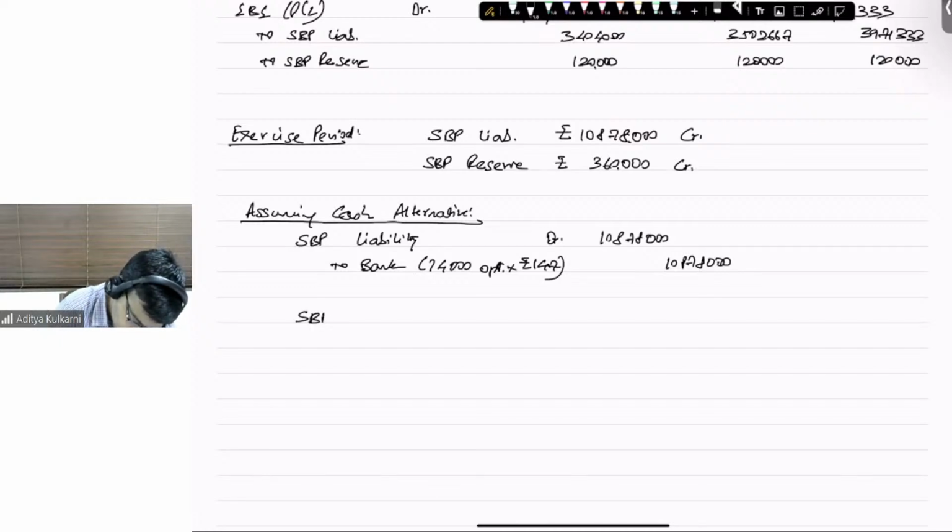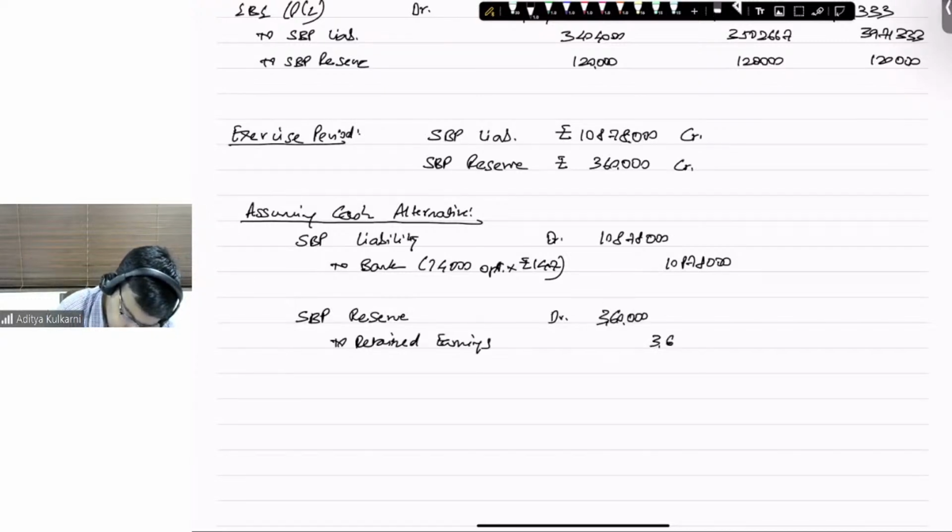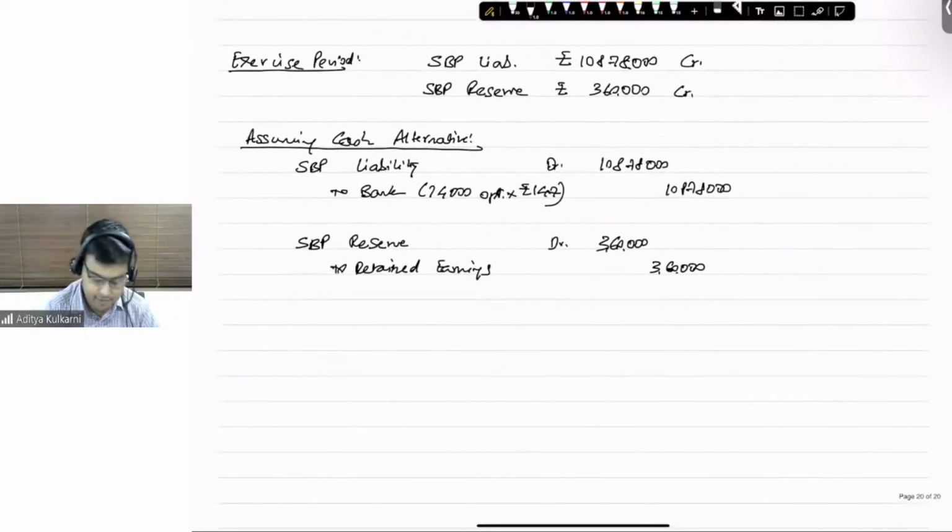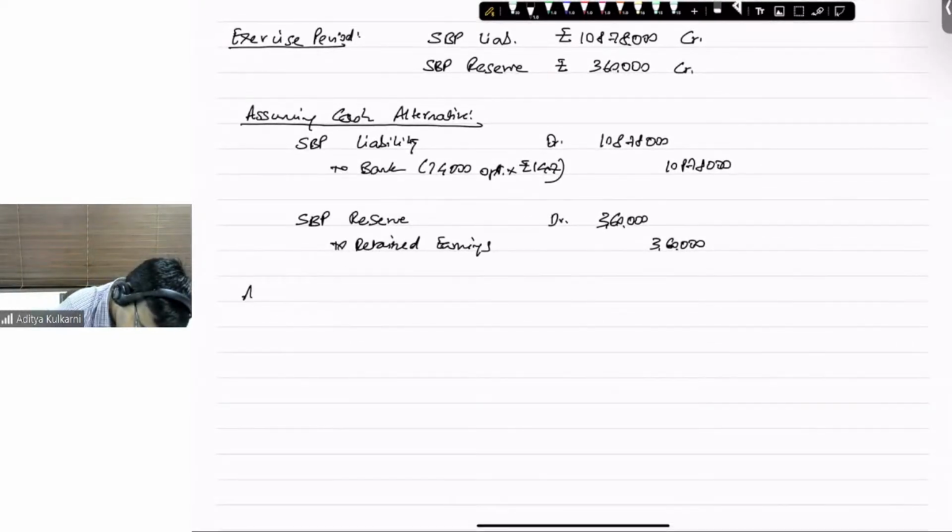What are you going to do with the reserve? Sir, abhi to option nahi rahe na, so you transfer it to retained earnings. Transfer it to retained earnings for 3,60,000. Excellent.